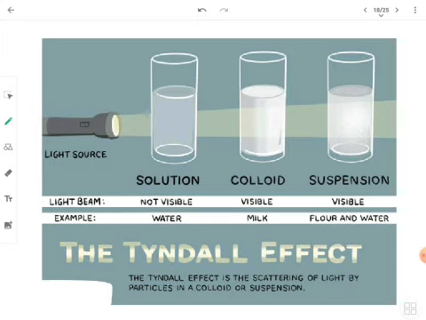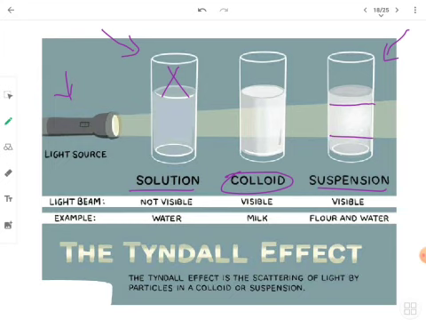What do we mean by that? Now suppose here you take a solution and you take a suspension. We are not talking about the colloids yet. I'll tell you at the end of the video. Now if you have taken a sugar solution or a salt solution, and here you take a chalk powder solution. Now if you take a laser light and you point it at one end, you will see that the path of light is not visible in the solution, but it is clearly visible in the suspension. This effect is known as the Tyndall effect.